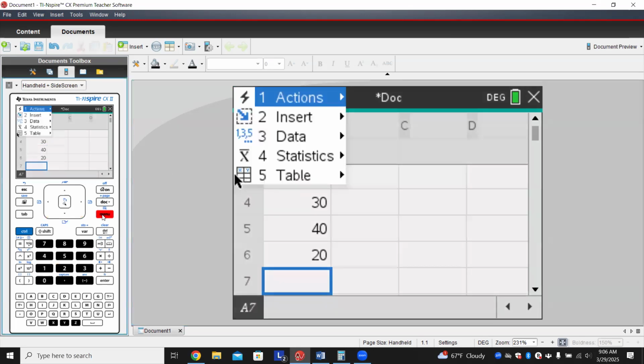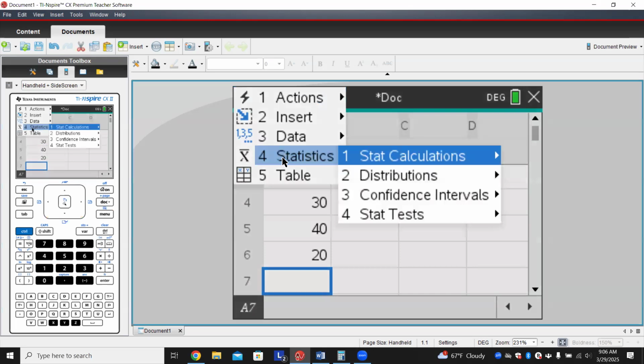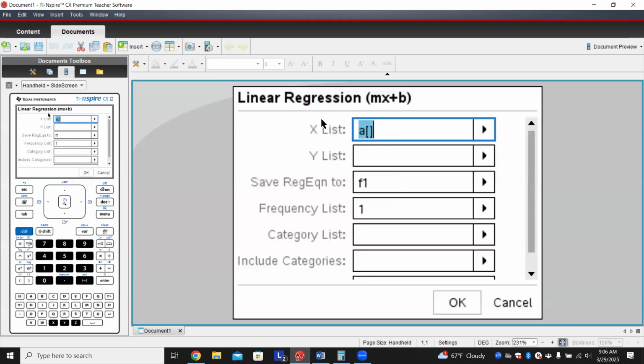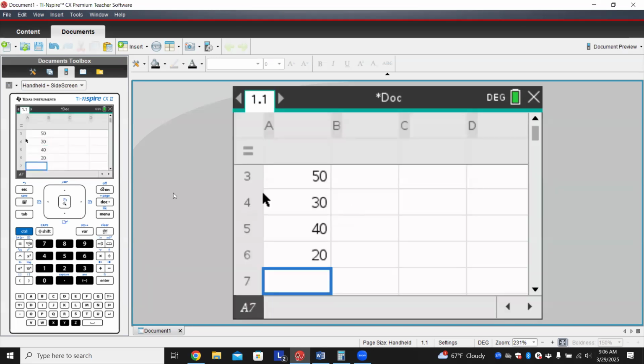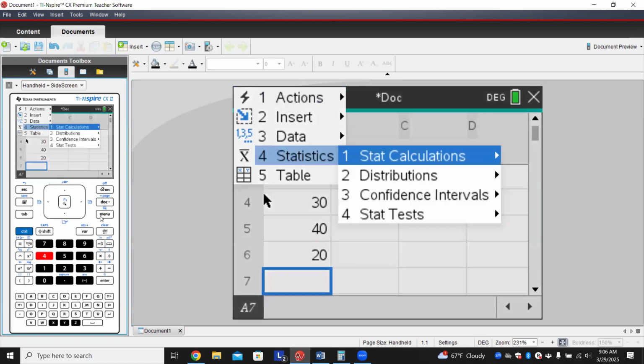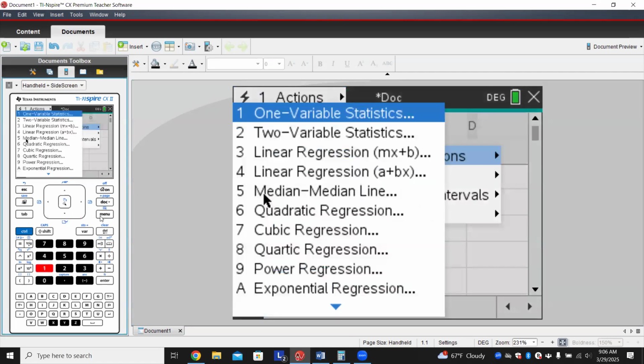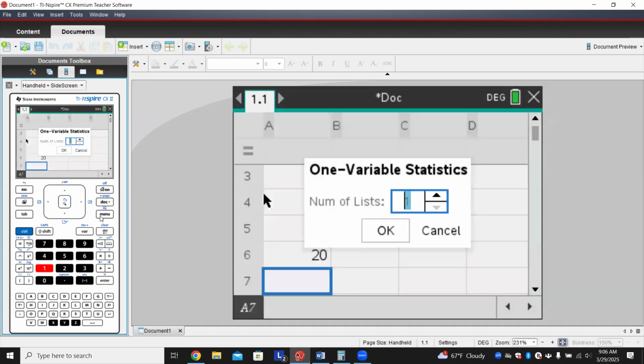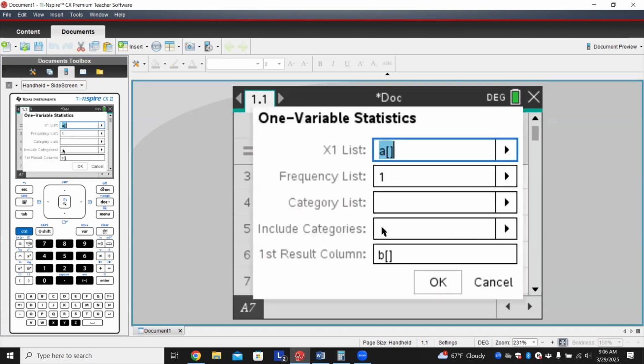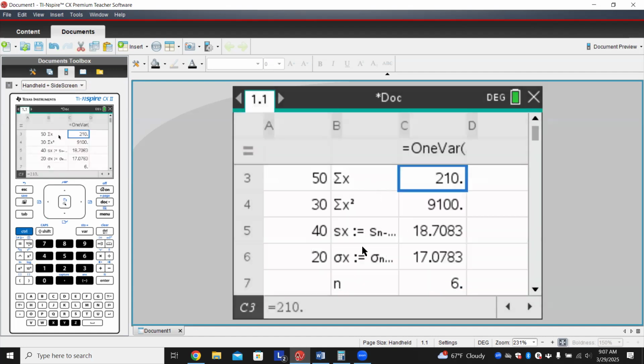If you then go to menu, 4 for statistics, you want to do stat calculations. That's not what I chose. Hold on. Menu, 4 for statistics, 1 for stat calculations. There we go. And then we want to do 1 variable statistics because we're only comparing 1 variable. We'll get into 2 variables down the road, but you just hit 1. Number of lists is simply 1, and then hit OK. I want to take the list from A, and put the results in B. All right, so we'll just hit OK here, and then we get our data.